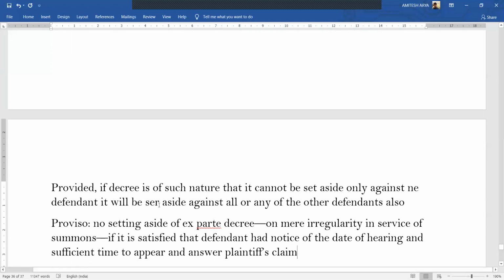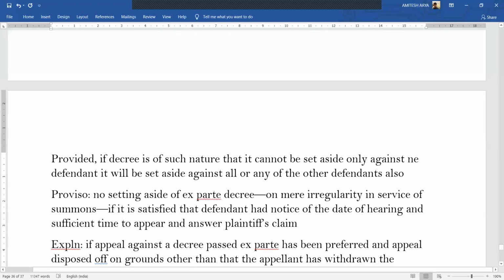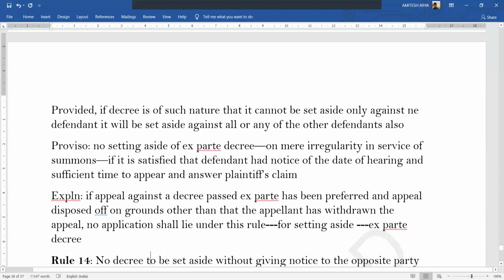Provided, for example, that if the decree is of such a nature that it cannot be set aside only against that defendant, then it can also be set aside against all the other defendants. Now, no setting aside of an ex parte decree will be done on the ground that there was an irregular service of summons. Irregular service of summons is when there was some fault in the process of service of summons, but the defendant knew the date of hearing and had sufficient time to appear, and he still did not come. He just said that there was irregularity, that is why I have not come. In that case, you cannot be allowed to set aside your ex parte decree.